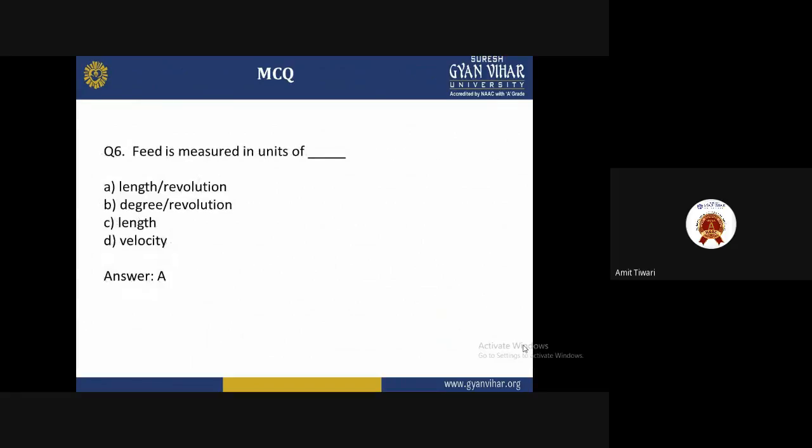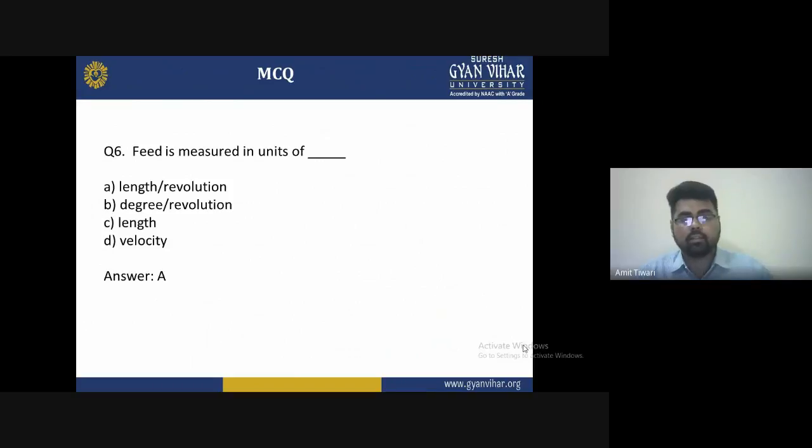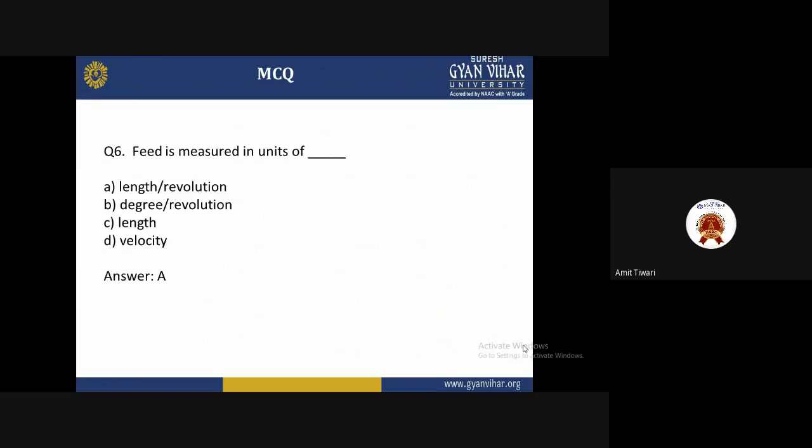Feed is measured in units of: length per revolution, degree per revolution, length, or velocity. The correct answer is length per revolution, because the feed rate is how much length the tool will cover per revolution of the spindle, that is, per revolution per minute. So length per revolution is the correct unit we use for the feed rate.